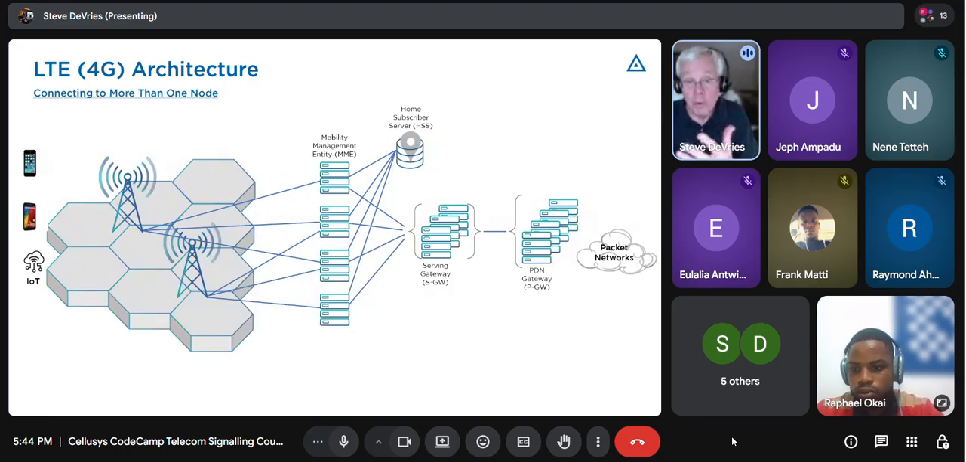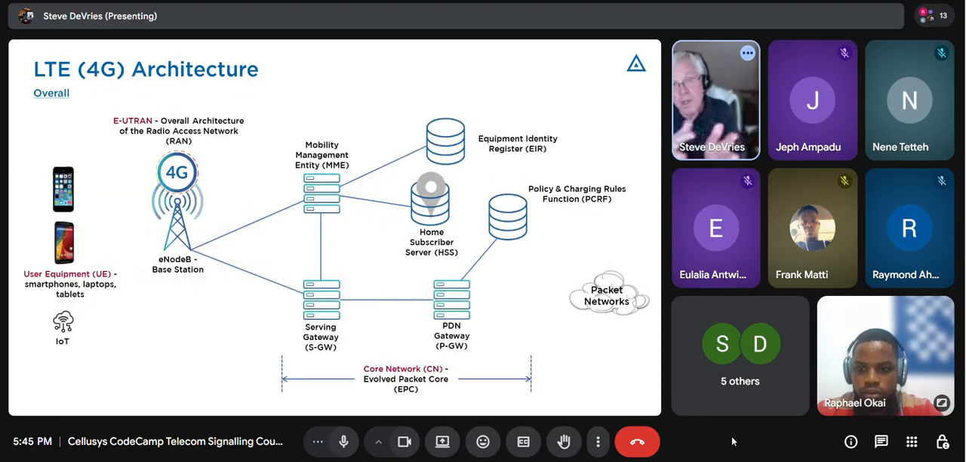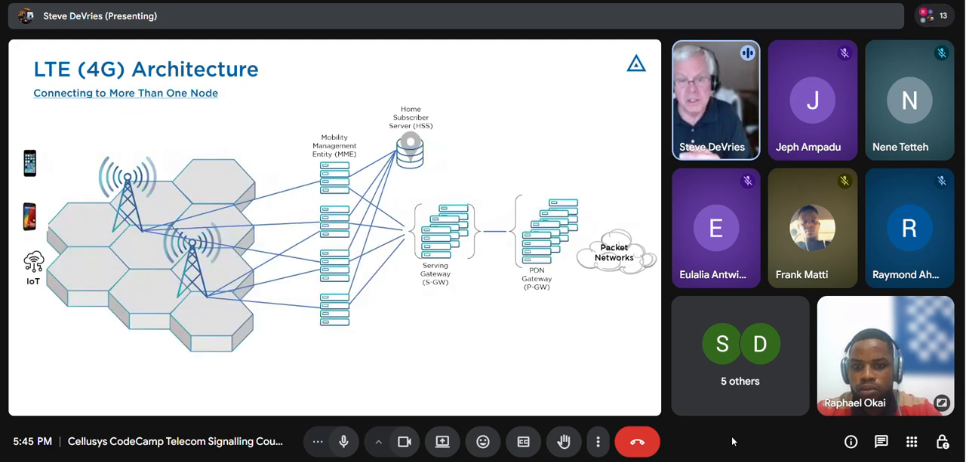Now, it's not always one-to-one. You can have different E node Bs out here on the radio side, and they can communicate to different mobility management entities, which can communicate to one or more physical home subscriber servers. You can have multiple serving gateways serving different cells out here and multiple PDN gateways going out to the packet network. So even though this shows one mobility management entity, one serving gateway, one PDN gateway, (PDN is packet data network), there can be multiple of any one of these types of devices.